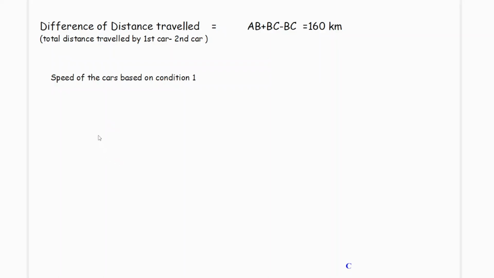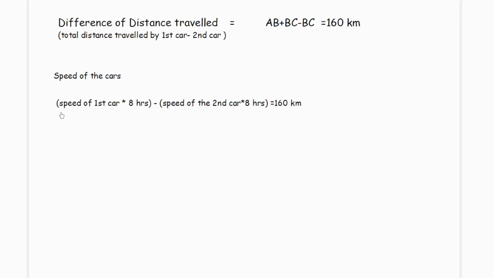Now we have to find the speed of the cars based on condition 1, where they travel in the same direction. The speed of the first car in 8 hours minus the speed of the second car in 8 hours equals 160 kilometers, as given in the problem. So we can form the equation 8x minus 8y equals 160, where x is the speed of the first car and y is the speed of the second car.